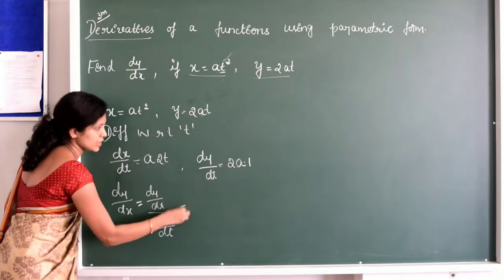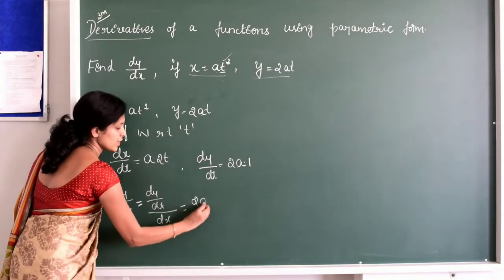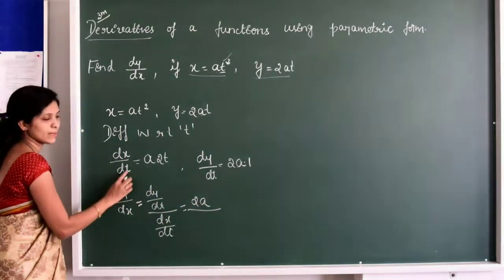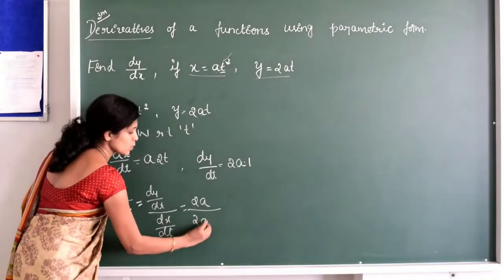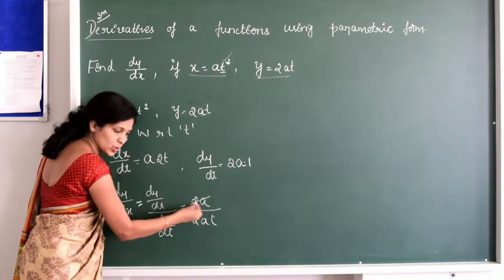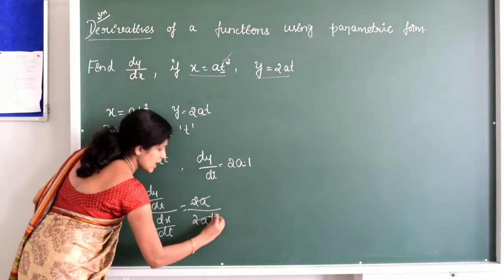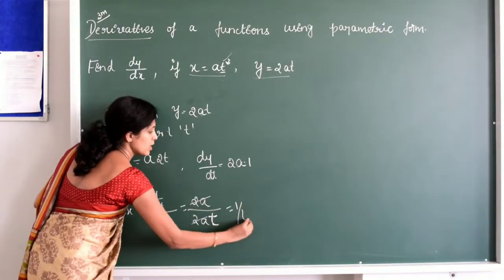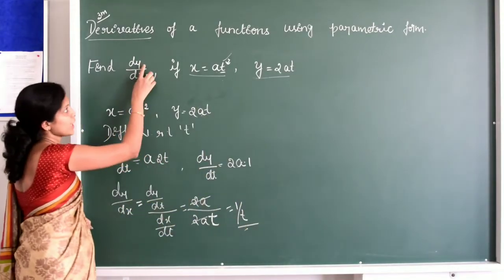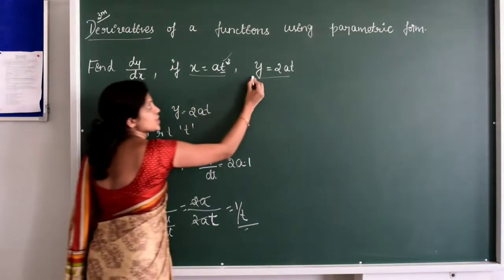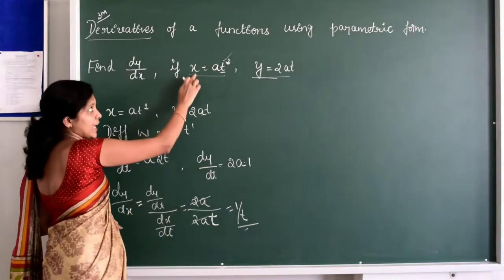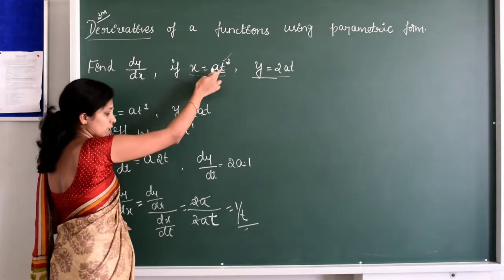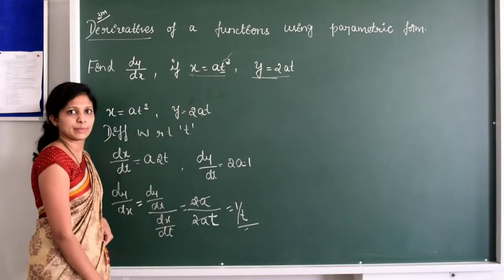Now what is the value of dy by dt? It is 2a divided by dx by dt, which will be 2a into t. So that I can cancel 2a and 2a. So the answer is equal to 1 by t. So this is the derivative of this function y with respect to x. We are differentiating this function with respect to x. Here x is equal to at square. So the derivative will be 1 by t.